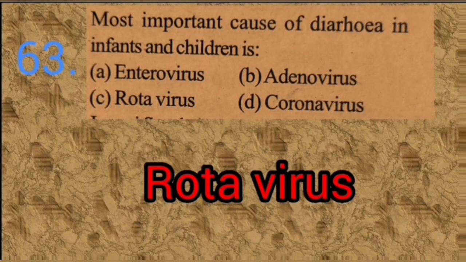Most important cause of diarrhea in infants and children is: option A, enterovirus; B, adenovirus; C, rotavirus; D, coronavirus. Most important cause of diarrhea in infants and children is rotavirus. Option C is right.